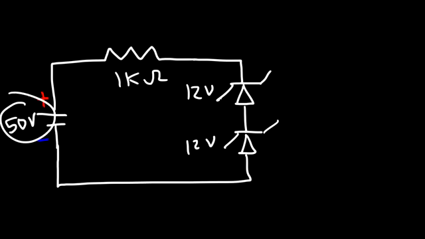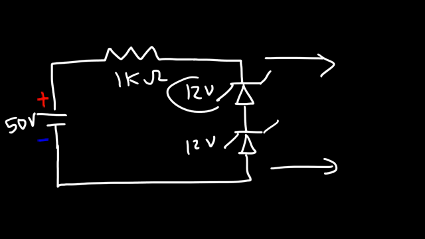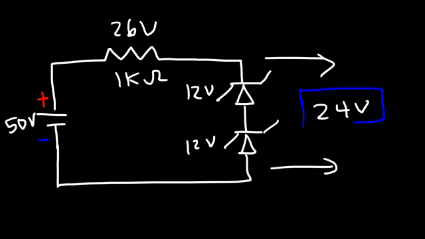So the input voltage exceeds the total reverse voltage of the 2 Zener diodes, which means the circuit's going to be on. And so the voltage across those 2 Zener diodes is going to be 12 plus 12. So we're going to have 24 volts across those 2 Zener diodes, which means the voltage across the 1 kilo ohm resistor is going to be 26, because 24 plus 26 adds up to 50. So if we take 26 volts and divide it by a 1 kilo ohm resistor, that's going to give us a current of 26 milliamps flowing in this circuit.